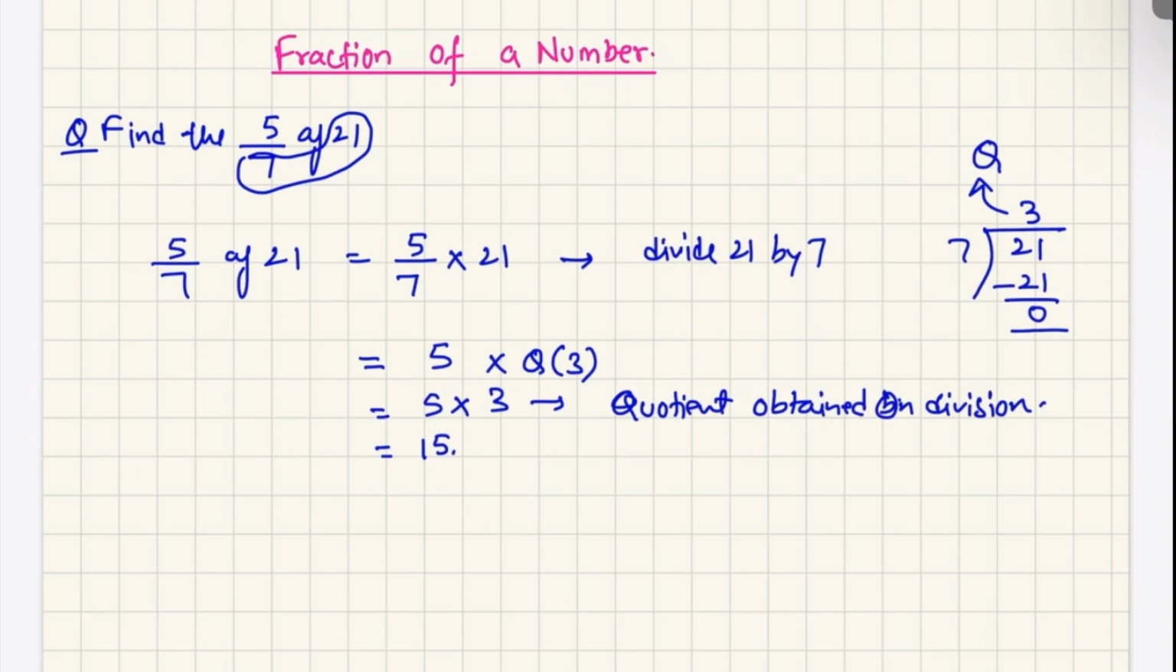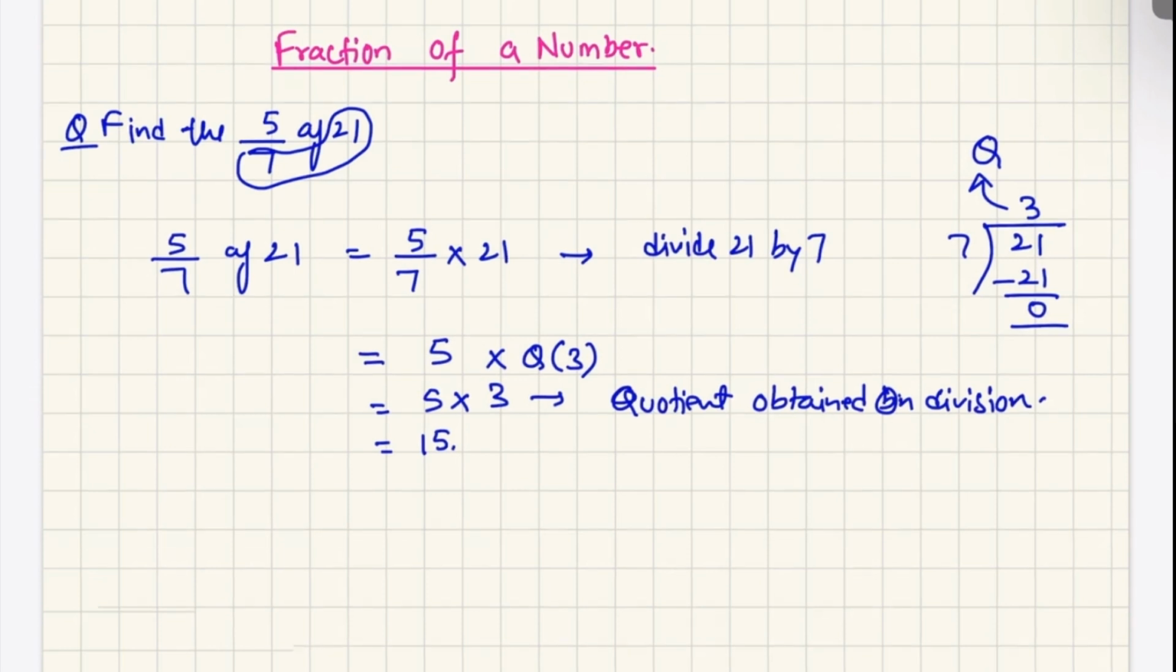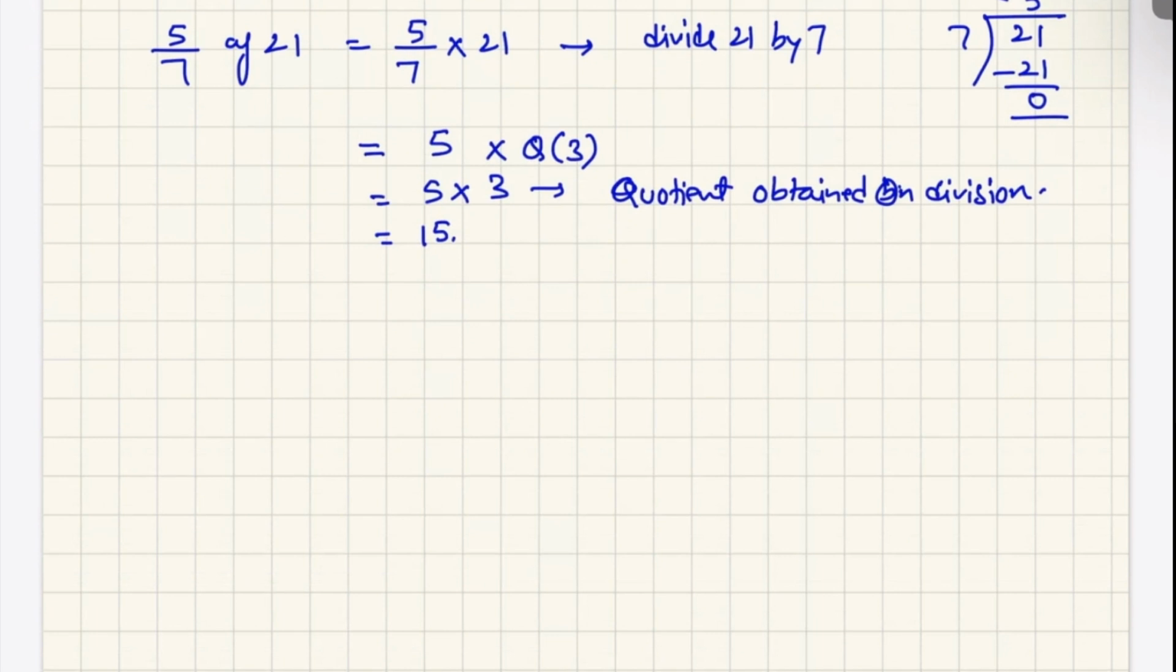Any doubt? Anyone has any doubt into this? Please ask me. This is how to find the fraction of a number. Let's take another example. Okay, no doubt. Very good. I'll take another example that's written in the book.